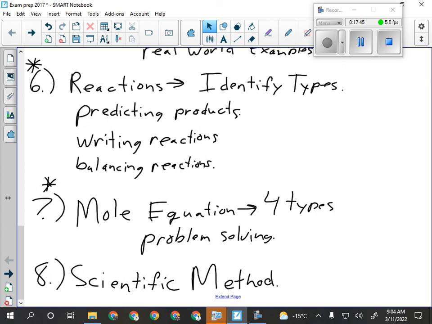So that's what's in the multiple choice. Now, for the written response, question number 1 is 7 equations that need to be balanced only. So 7 chemical reactions that just need to be balanced.